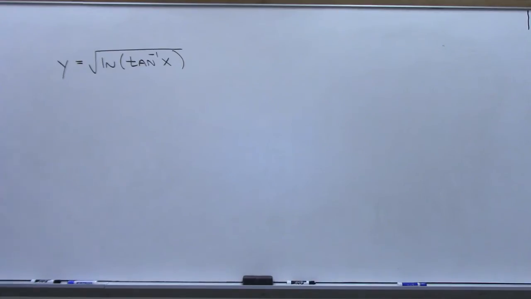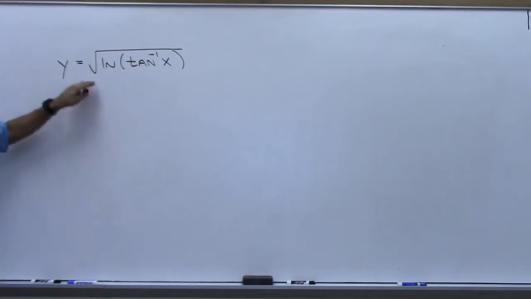All right, so if you're going to use chain rule here, how many layers to this onion do we have? 4 or 5. What would be the outer function? The root. Next one in. Natural log. Next one in. Arctan. So maybe like 3 layers to this.